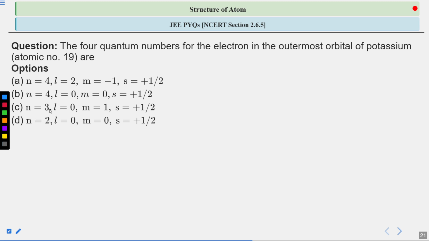n equals 3, l is 0, m is 1, and s is plus half. Or n equals 2, l is 0, m is 0, and s is equal to plus half. These are the 4 options given, including the 4 quantum number values: the principal quantum number, azimuthal quantum number, magnetic quantum number, and spin quantum number. You got some time, try to solve this, and then we will see which option is the correct answer.